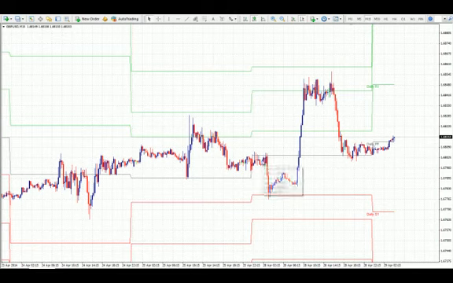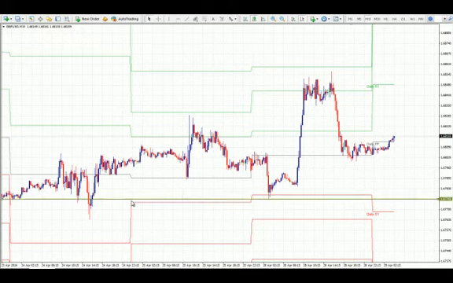So what happened here is that we went all the way down here and we had a rejection of this previous area of support that confluences with our daily support one. So you might think that here we could have a good setup to buy calls on the GBP USD, and you would have been right.